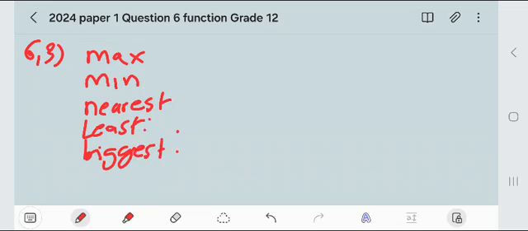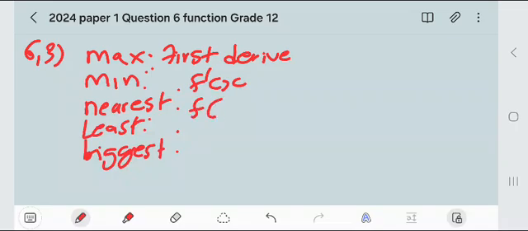We must know we're talking about the first derivative. It's a turning point. You're supposed to take a first derivative. All of these things, it's a first derivative. It's a turning point when we're talking about maximum.